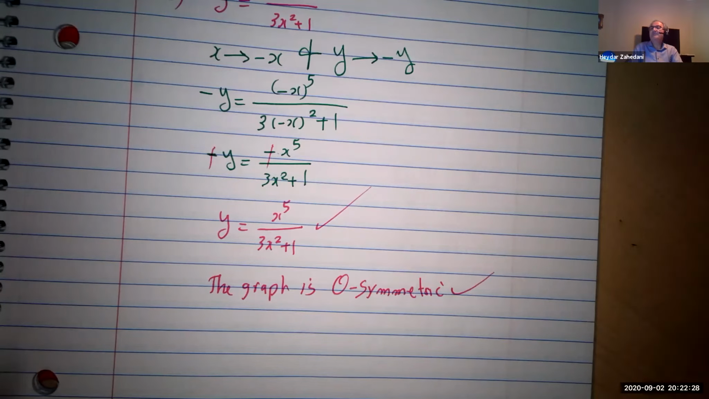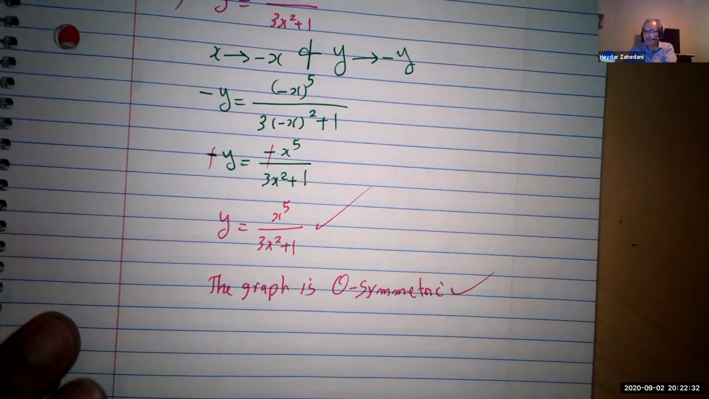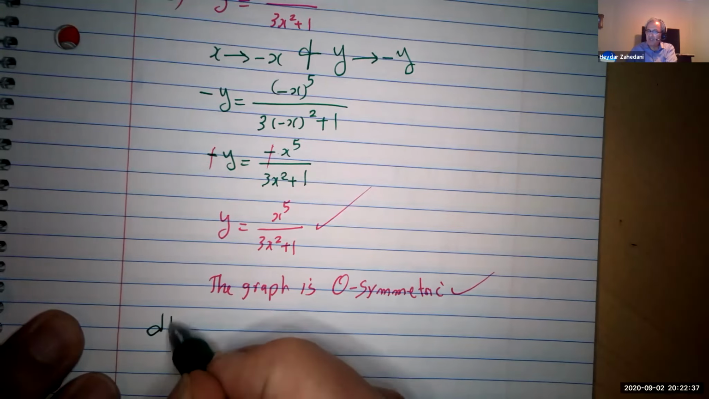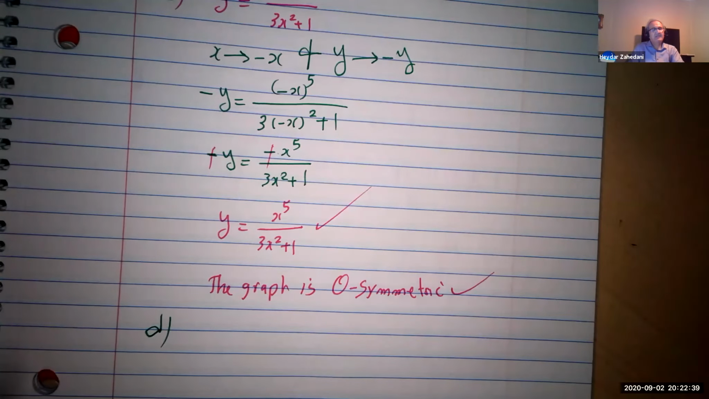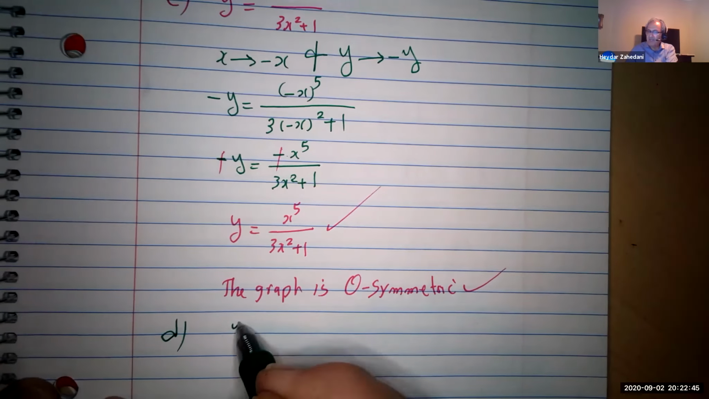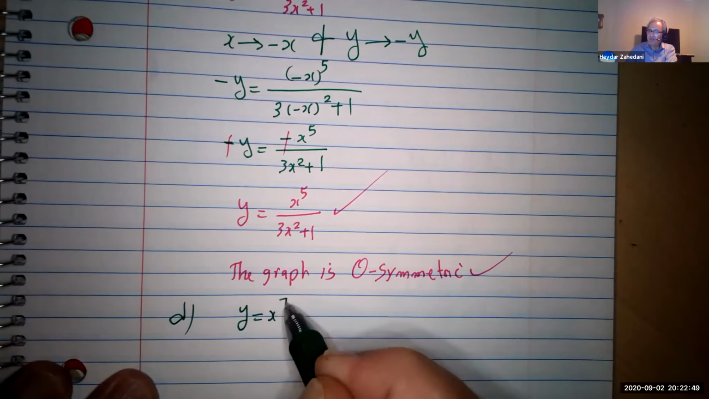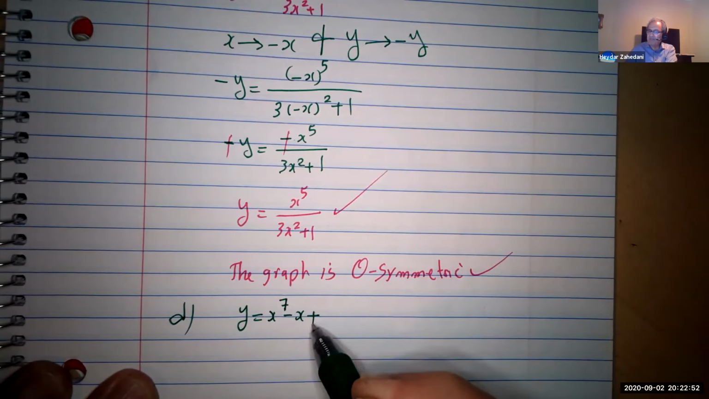You must have one more, so I give you one more, because there are four possibilities. So we can check this one. Add it to your collection. I'll add it to your quiz later. It's part D. Part D must be something like y equal to x to the 7 minus x plus 1.